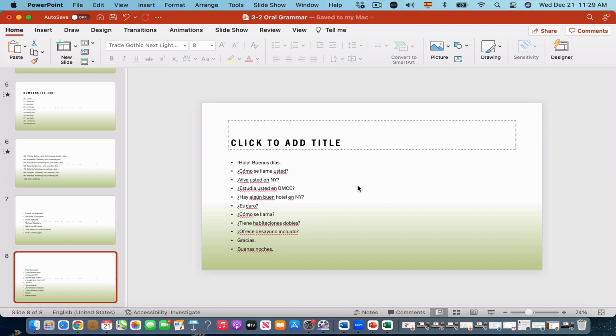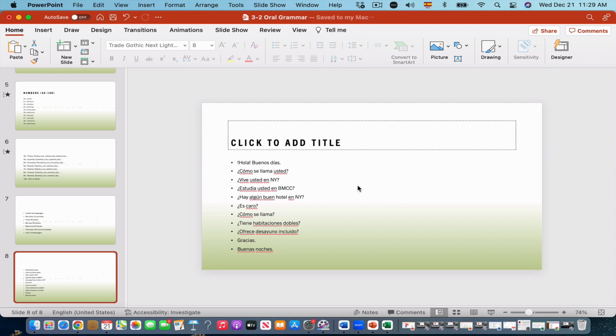¿Cómo se llama? What's the name of the hotel? What's the name of this hotel that you're referring to? ¿Cómo se llama? What's the name? So in this case, you can say se llama Plaza, Hotel Plaza. The name is Hotel Plaza.